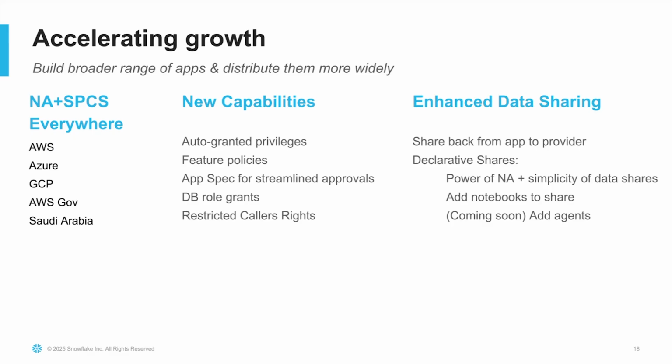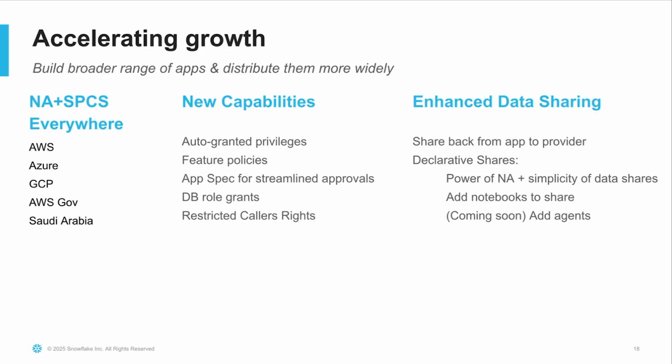In addition to that, we have a set of new capabilities that are now generally available. They were previewed at Summit, and these simplify how the app requests additional permissions to access consumer data and so on. I won't go into the details of it. You can look at some of the previous Summit demos and talks. Instead, I'll talk about what is new since then, which is mostly in the space of enhanced data sharing.